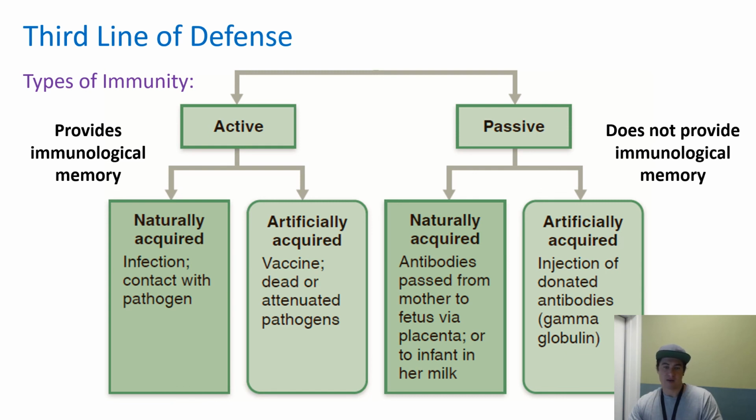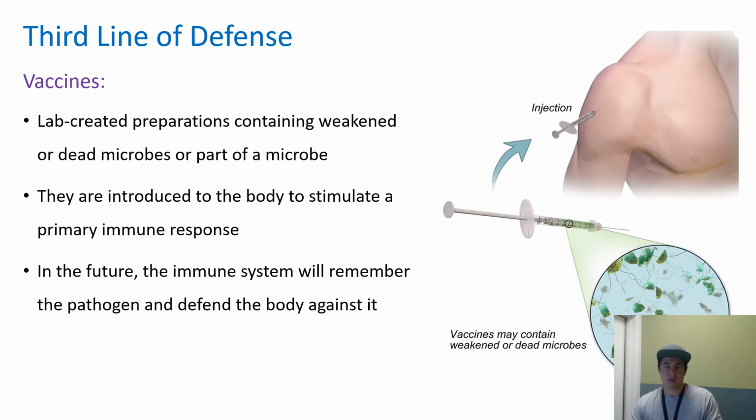Passive, this can happen naturally, and this is what happens with breastfeeding. Mum passes on antibodies that she has produced from her memory B cells to the baby, either through the placenta or through breastfeeding, or artificially, so injection through donated antibodies. But passive immunity doesn't last, doesn't have memory, whereas active immunity does. So that's why vaccines work. Lab-created preparations containing weakened or dead microbes or part of a microbe are introduced to the body to stimulate a primary immune response. In the future, the immune system will remember this pathogen and defend the body against it.